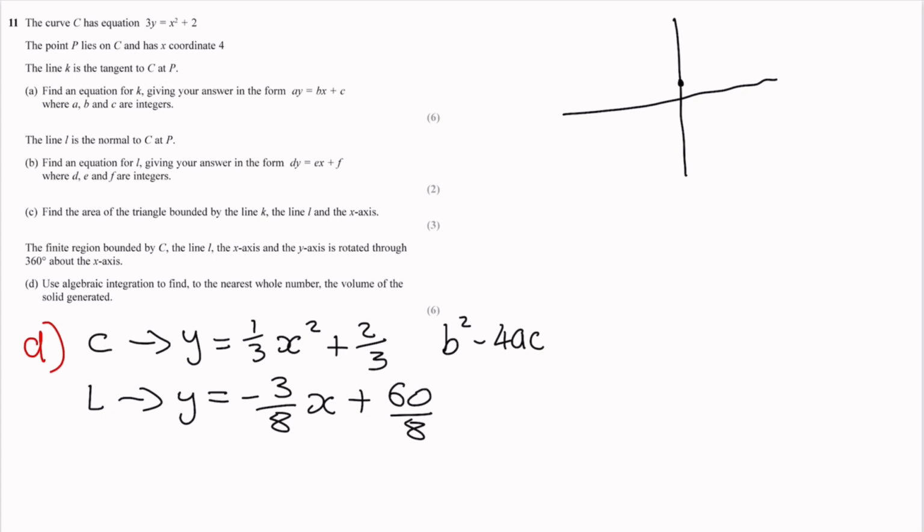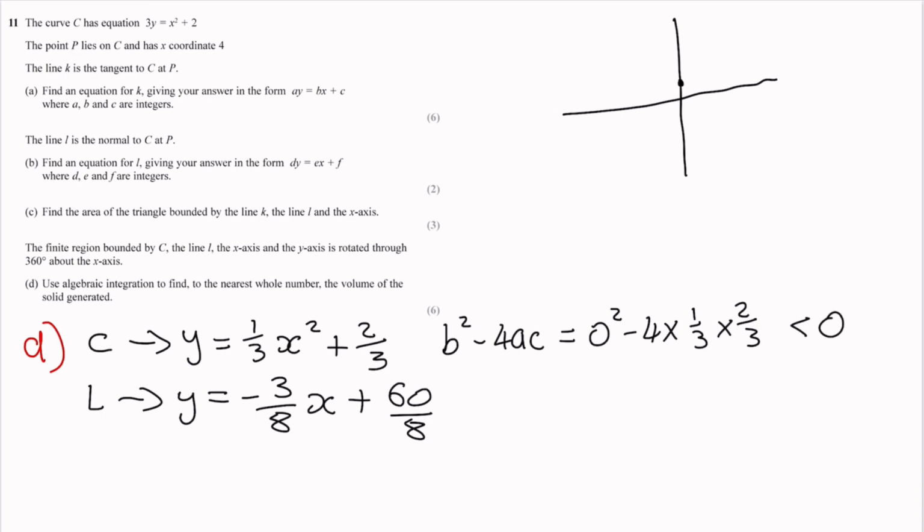So quickly, it's going to be b squared. Well, there's no x term in here, so that's just going to be 0 squared minus 4 times a, which is 1/3, times c, which is 2/3, and that is going to be 0 minus 4 times these. So that is clearly a negative. Okay, so that is less than 0. So therefore there's no roots.